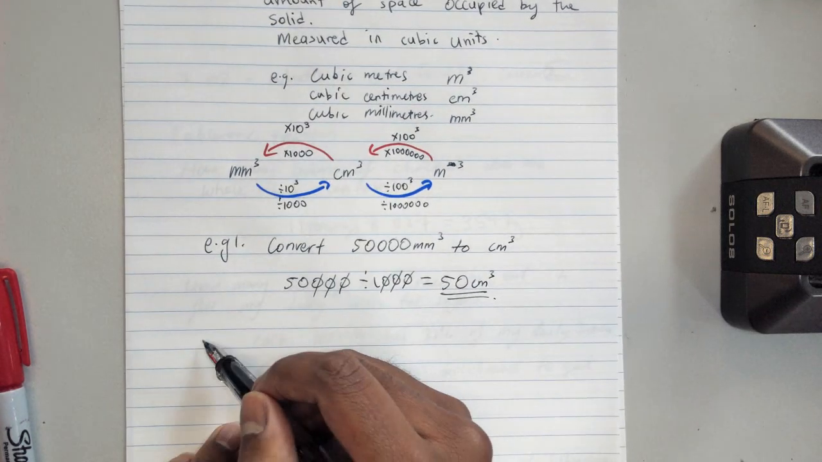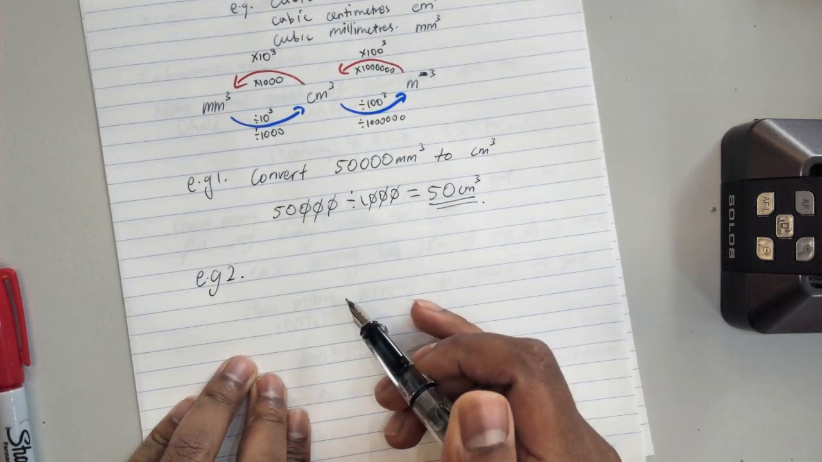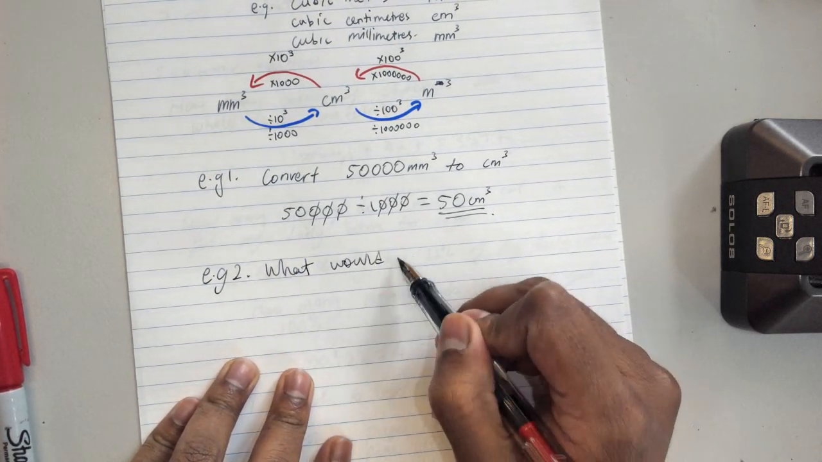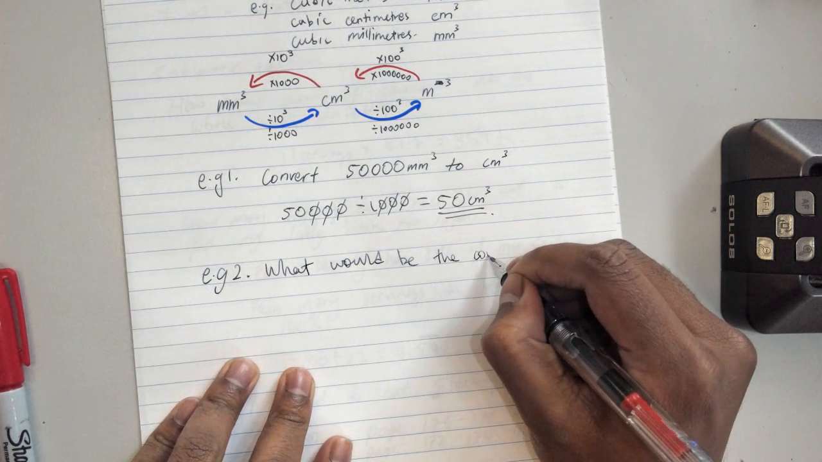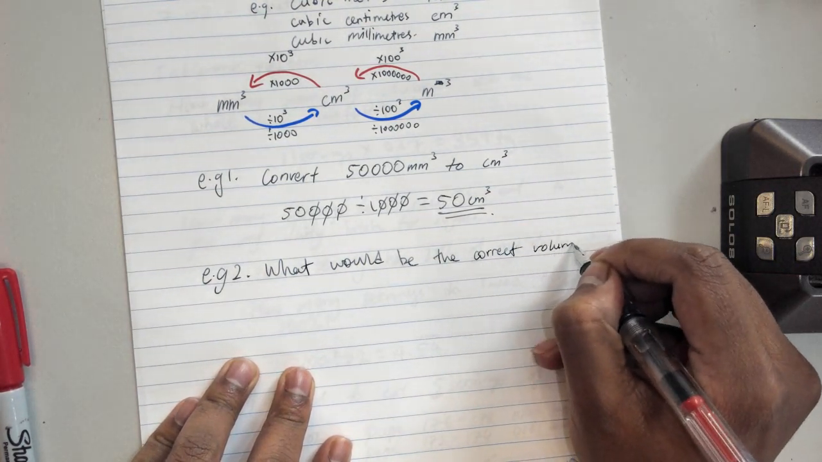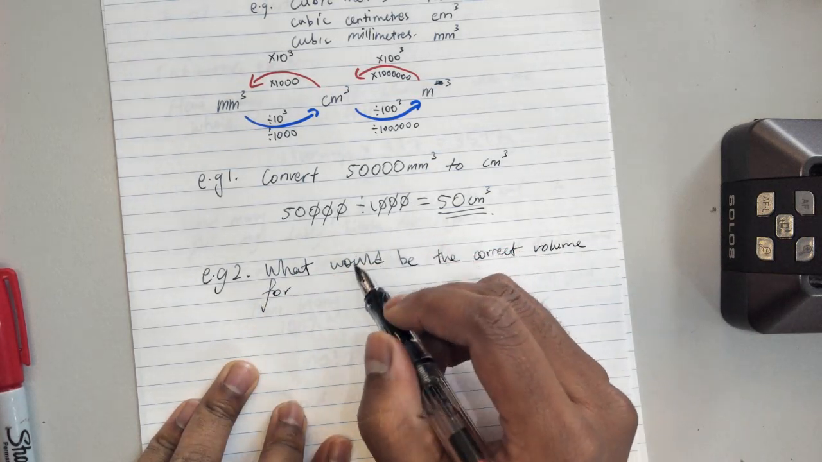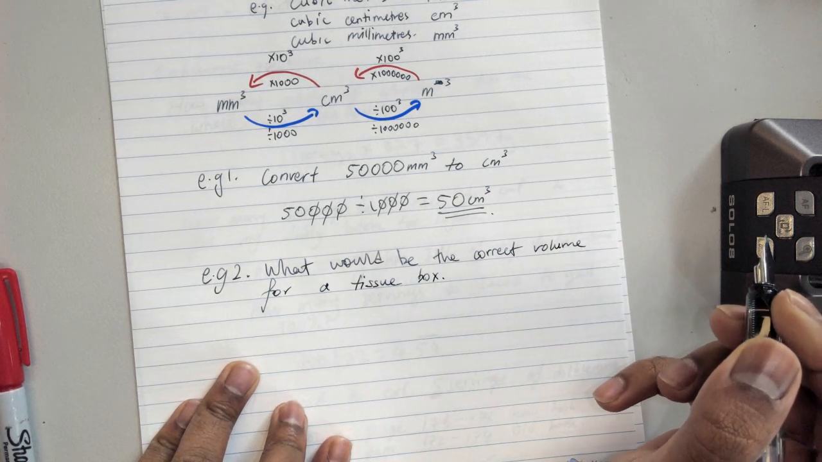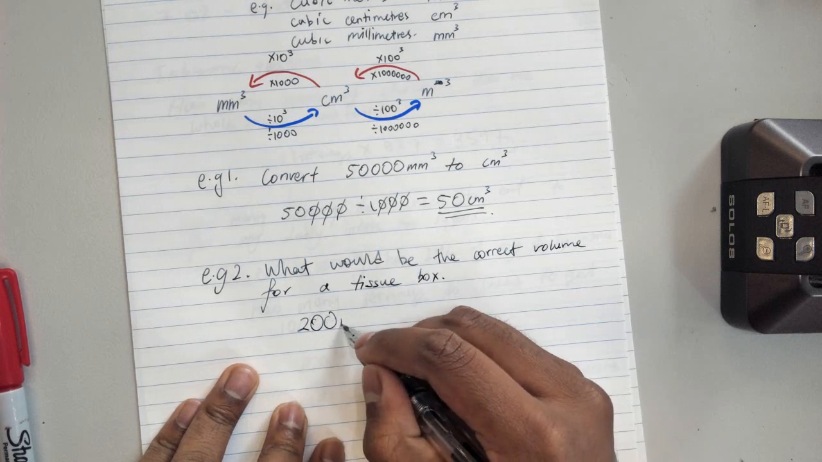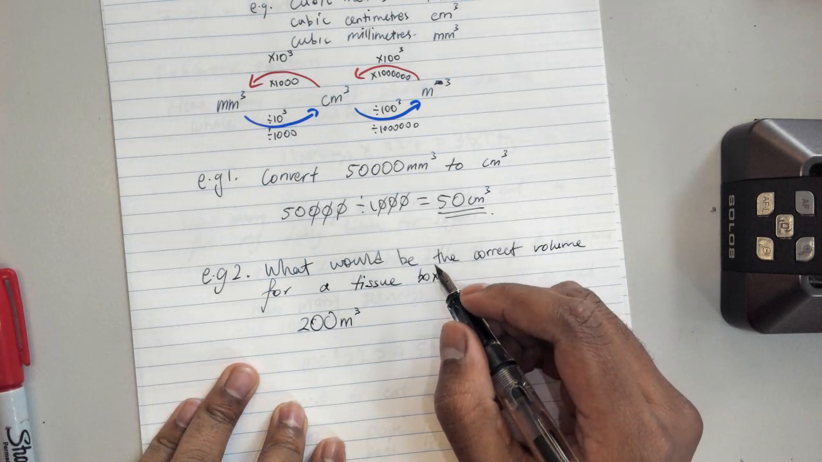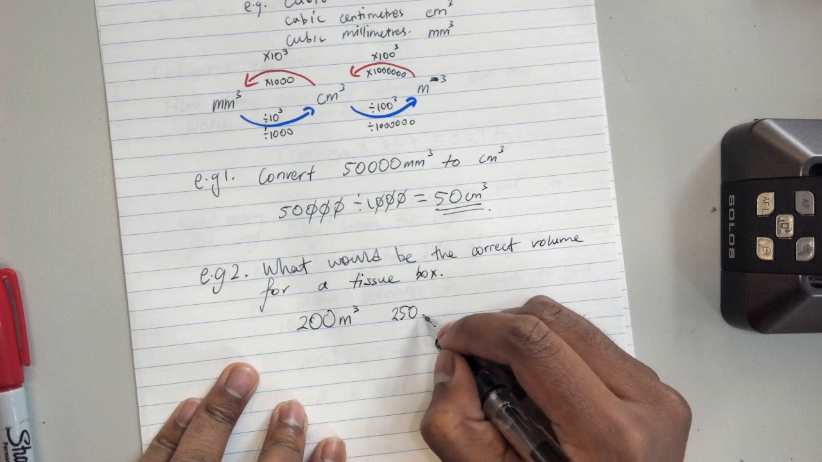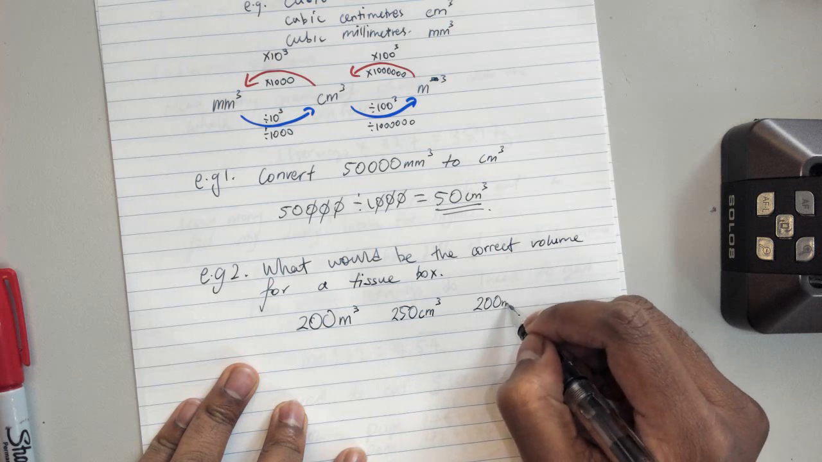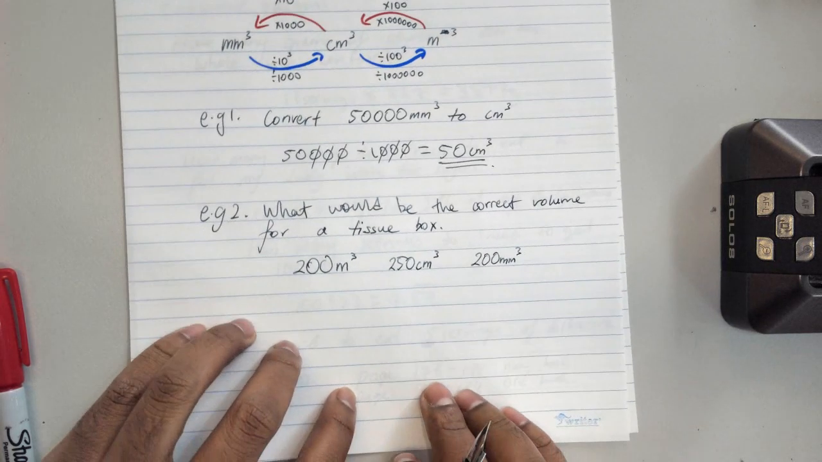Okay, example 2. This is a little bit more real life. What would be the correct volume for a tissue box: 200 cubic meters, 250 cubic centimeters, or 200 cubic millimeters? Which one of these?